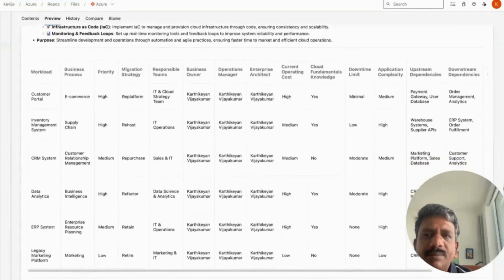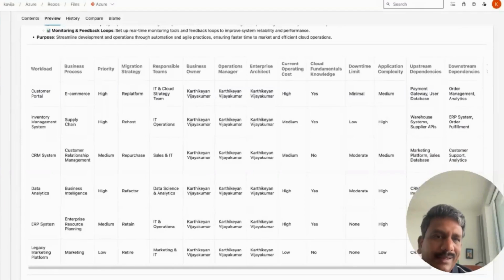So basically, this is something that I have as a reference from a planning perspective, a plan that you are expected to have. So workload, you have to have some workload. Business process, what kind of business process it falls under, priority high. And migration, what is your migration strategy, which team is responsible, who is the business owner, operating manager, enterprise architect, cost, current operating cost, and then does this team have fundamental knowledge, expected downtime, and application complexity.